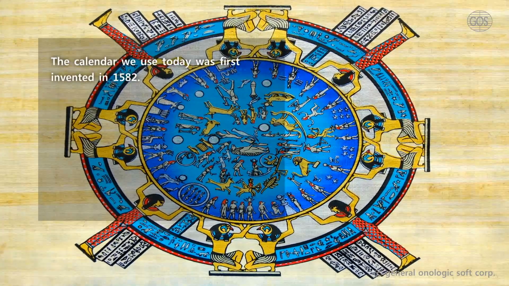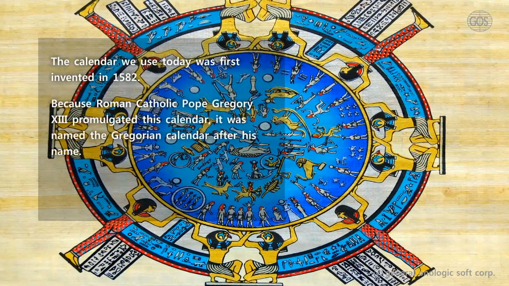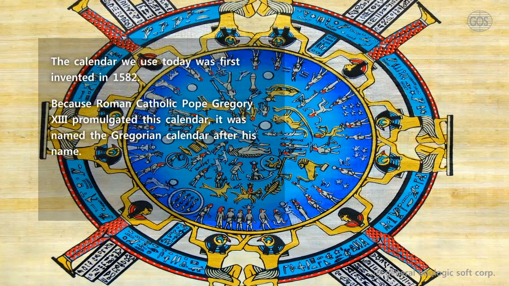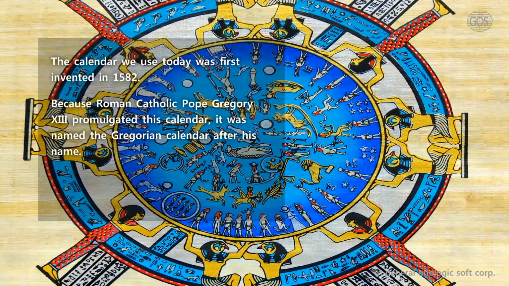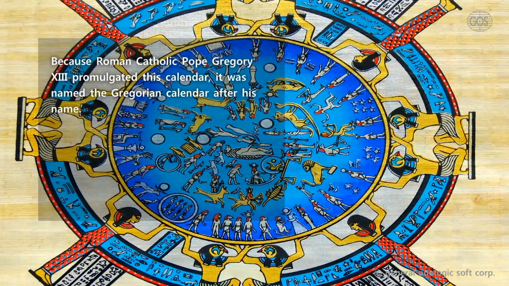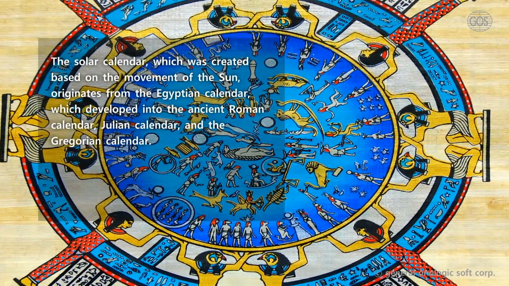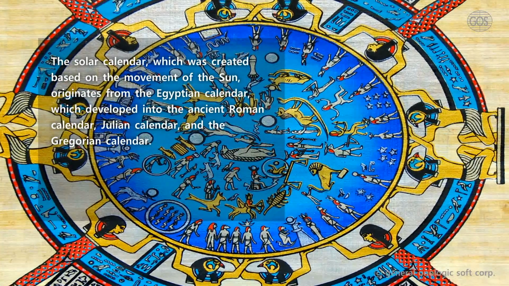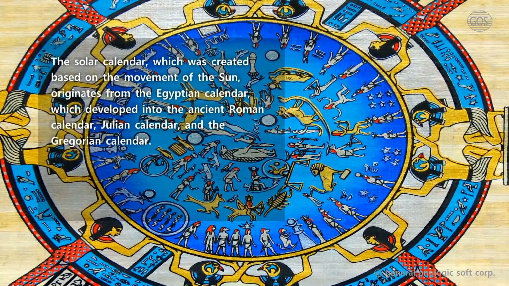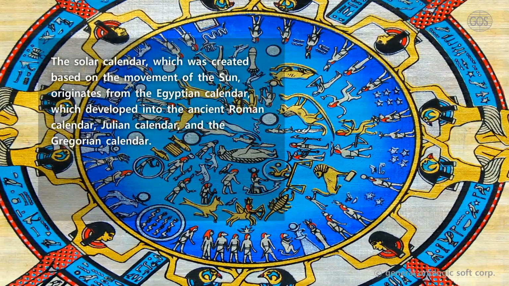The calendar we use today was first invented in 1582. Because Roman Catholic Pope Gregory XIII promulgated this calendar, it was named the Gregorian Calendar after his name. The solar calendar, which was created based on the movement of the sun, originates from the Egyptian calendar, which developed into the ancient Roman calendar, Julian calendar, and the Gregorian calendar.